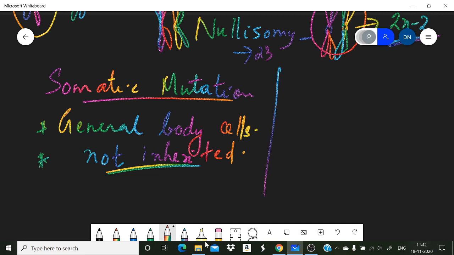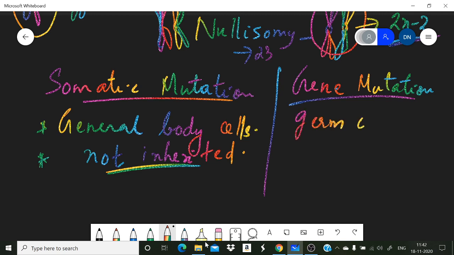Whereas gene mutation occurs in the germ cells or gametes, sex chromosomes.